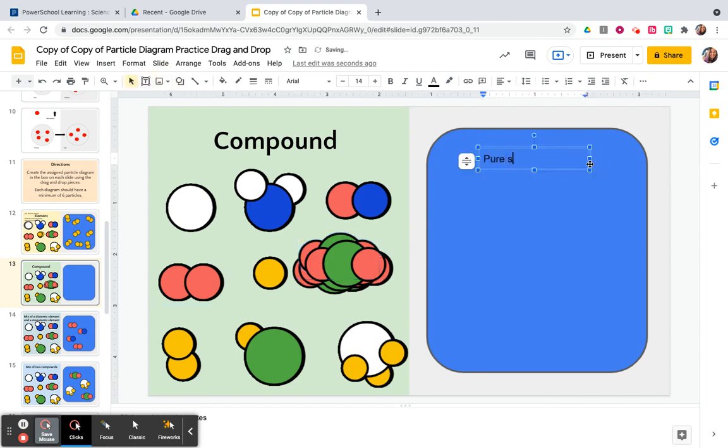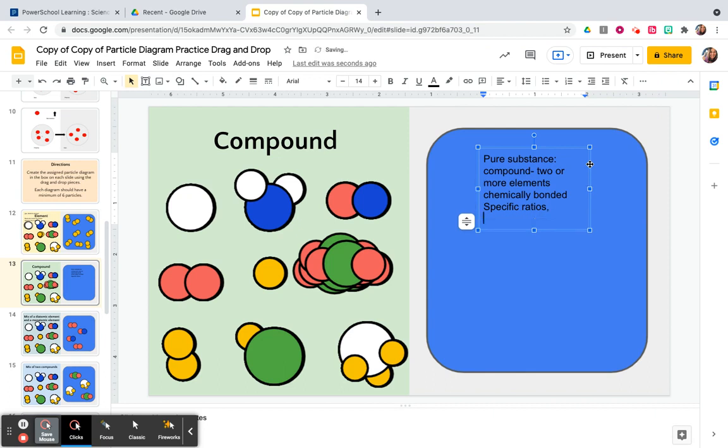A compound is a pure substance. Okay. However, the compound is two or more elements chemically bonded and combined. Now, specific ratios. You can't just throw them together however you want. Like H2O is always H2O. H2O2 is always H2O2. CO2, CO2. They're very specific on how they come together, okay?